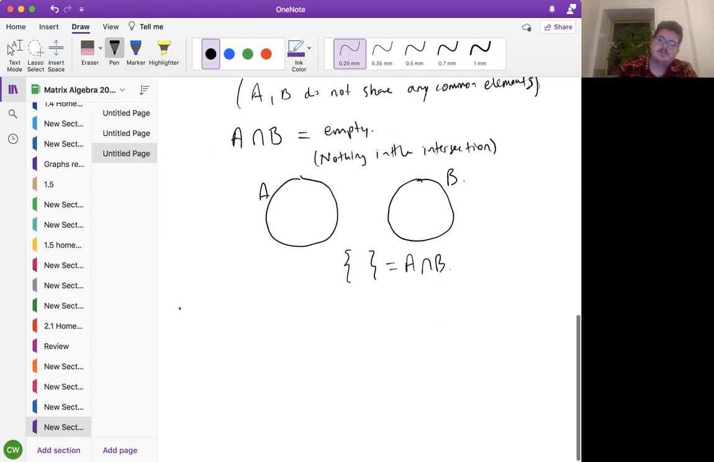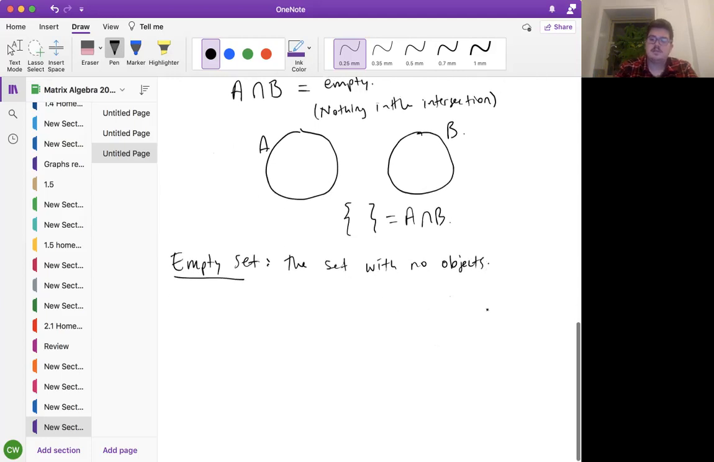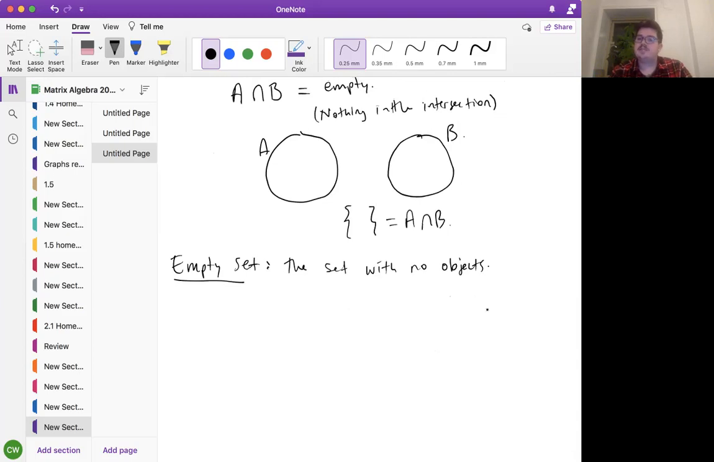Okay, so we can define the empty set. The empty set is the set with no objects. That's all. There's nothing in the set. That's called the empty set. One way I like to think about the empty set is like a museum with no art. It could still be called a museum.